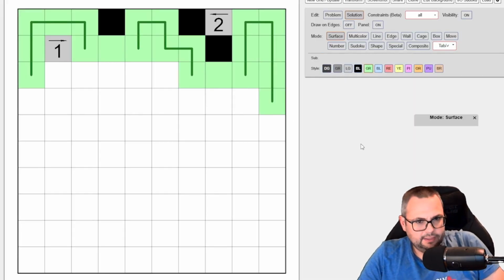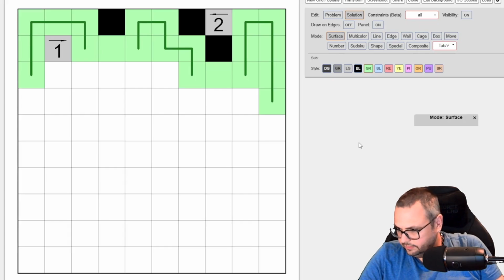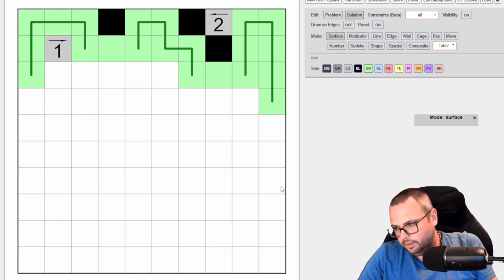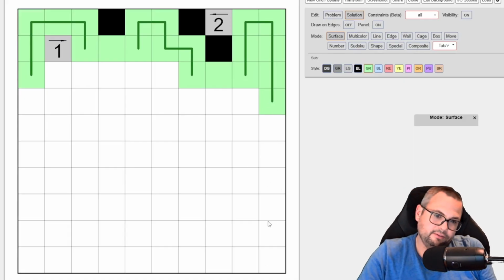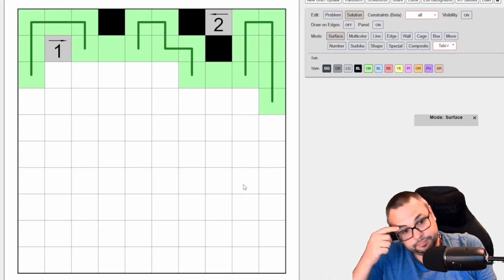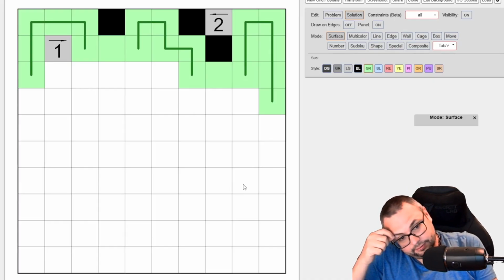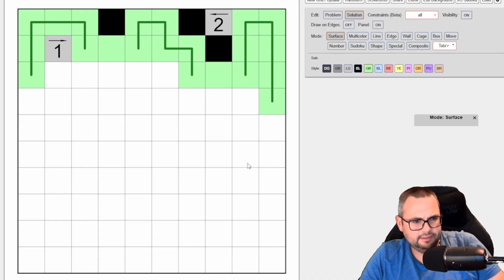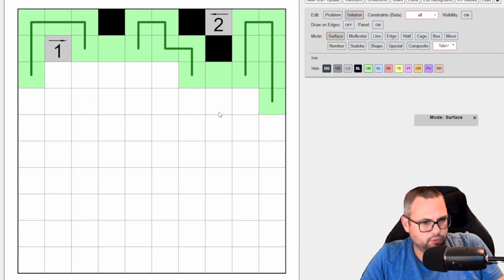Let's see. Kind of contemplating something running up this side. But I am not sure. Making this cell shaded would create like a corridor, and it's always nice to have corridors. How about this column? Can't quite take advantage of that column yet.